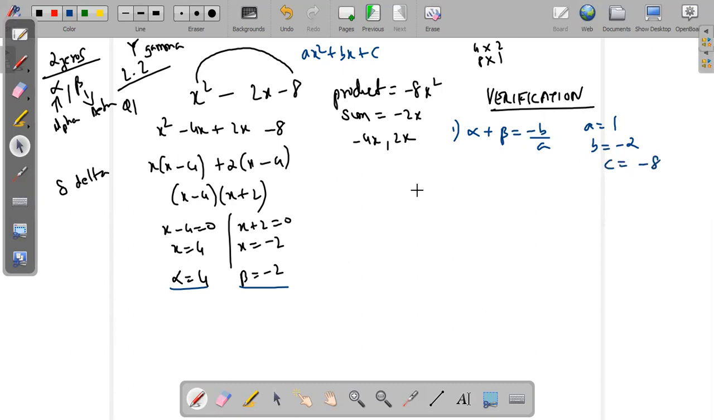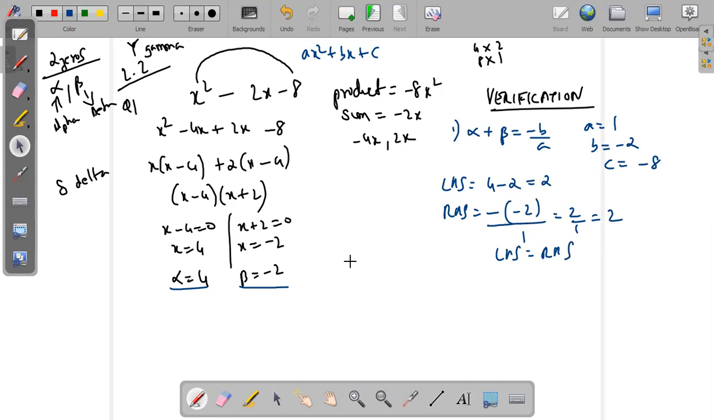So alpha plus beta is minus b by a is your first verification formula. So if I start with solving the LHS, alpha plus beta, so we get 4 minus 2, so you should get 2. And when you solve the RHS, what happens? Minus b by a, so minus of what is b? Negative 2 upon a value is 1. I'm substituting the value of a, b, c here. So minus of minus 2, we get 2 upon 1, which is equal to 2. So these two are coming equal, which means that I have verified this, my answers are correct.